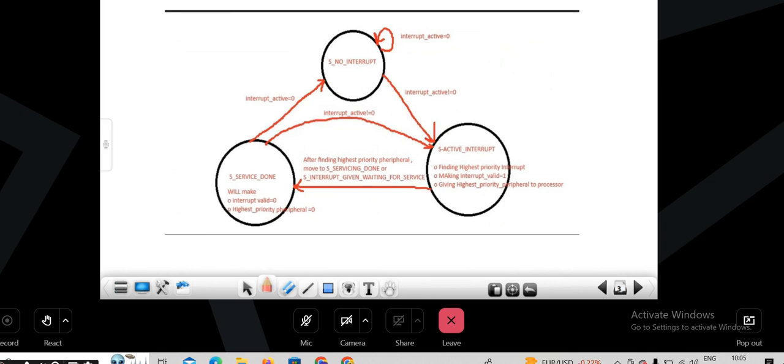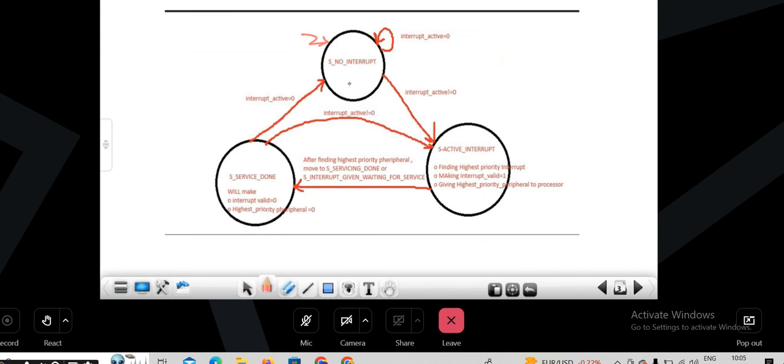Then what is next? Giving the highest priority peripheral to the processor. This is the job done in the second state. I said these are some of the crucial parts of our interrupt controller, correct? We should prioritize, make valid equal to 1, and give the highest priority peripheral to the processor. Do you understand this?